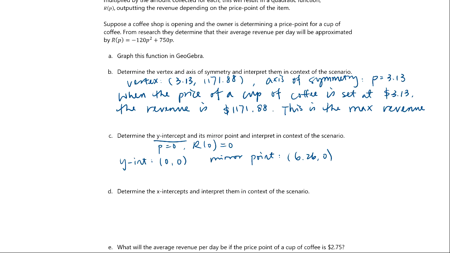And for the mirror point, it actually tells me when the price is set to be $6.26, the revenue will again be $0. And what happens in that scenario is essentially the cup of coffee is too expensive to be sold in this coffee shop in our given scenario. Therefore, there won't be any money brought in because no one would buy anything. So we can say the revenue is $0 total when the price is set at these two price points.